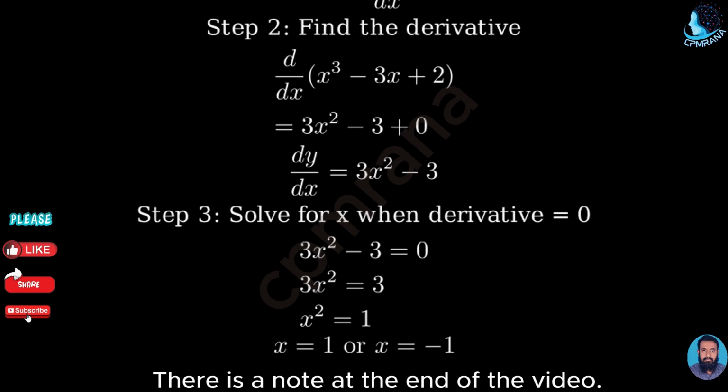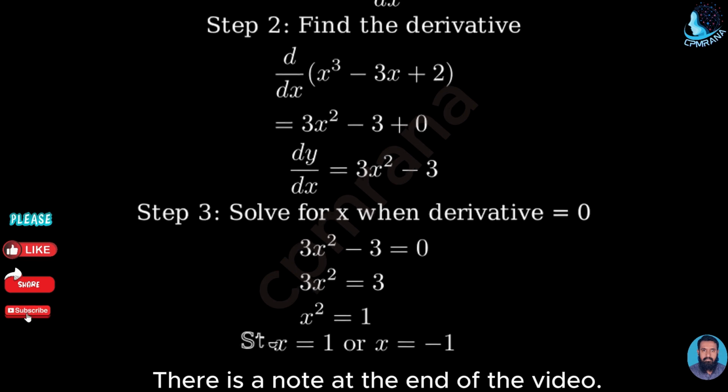Step 4. Now that we have our x values, let's find the corresponding y values by plugging these x values back into our original equation. When x equals 1, y equals 1 cubed minus 3 times 1 plus 2, which equals 0. When x equals negative 1, y equals negative 1 cubed minus 3 times negative 1 plus 2, which equals 4.